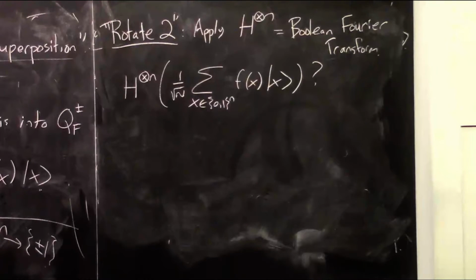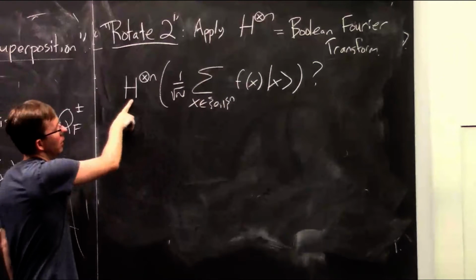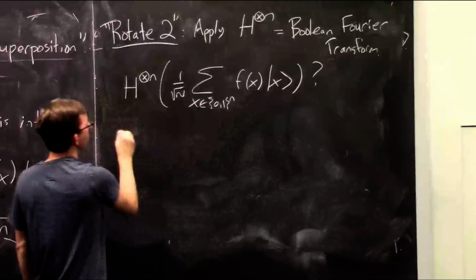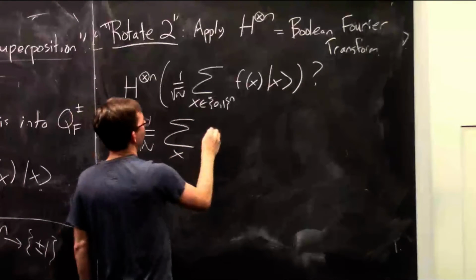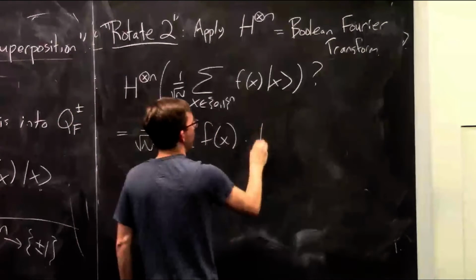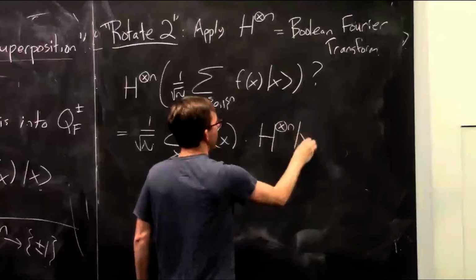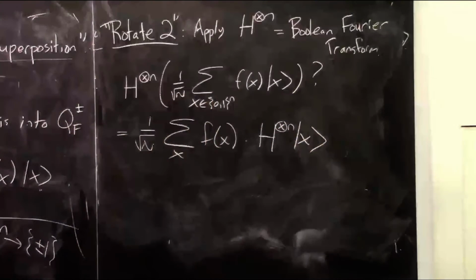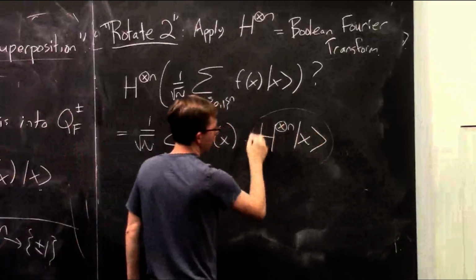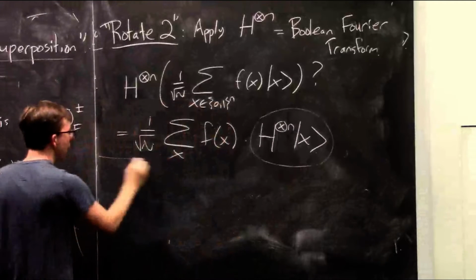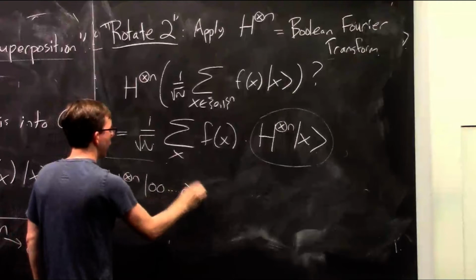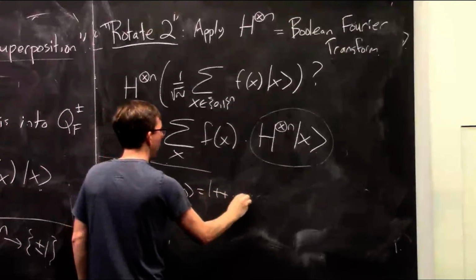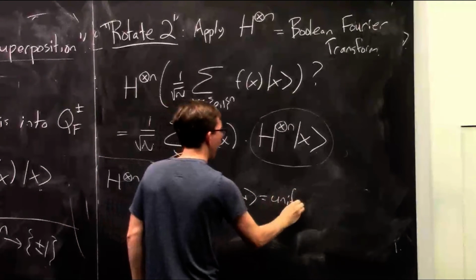Well, it's a linear operator. That's a scalar. That's also a scalar. So this is 1 over root n times the sum over all the x's of f of x times Hadamard applied to x. So you see, in order to figure out what this is, we really just need to figure out what all of these quantities are. In fact, we've already seen that if you take a Hadamard transform and apply it to all zeros, you get all pluses. And that's the uniform superposition.